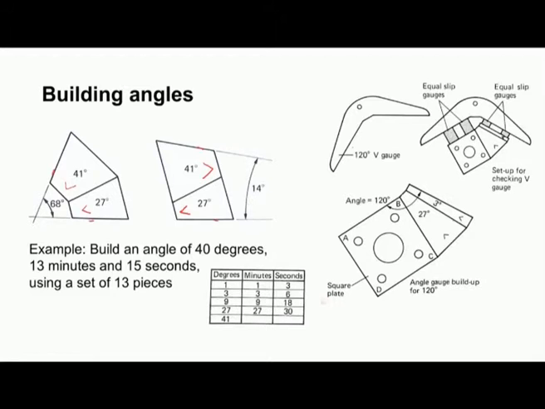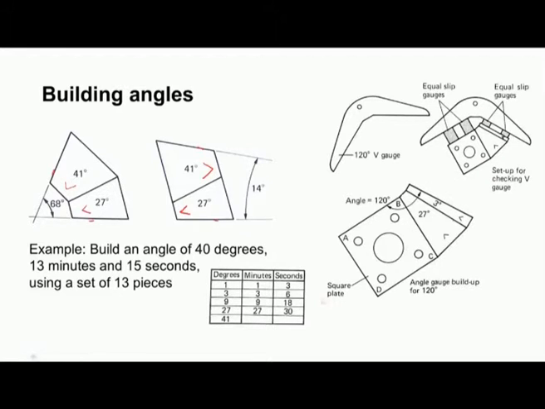So, we have a work piece with an angle of 120 degree. So, how do we check this work piece, this V gauge? You can see here we can use angle gauges. We have used a 90 degree square plate and then a 27 degree gauge and then 3 degree gauge. So, totally it becomes 120 degree. This combination is used to check whether the angle on the workpiece is proper, is okay or not.